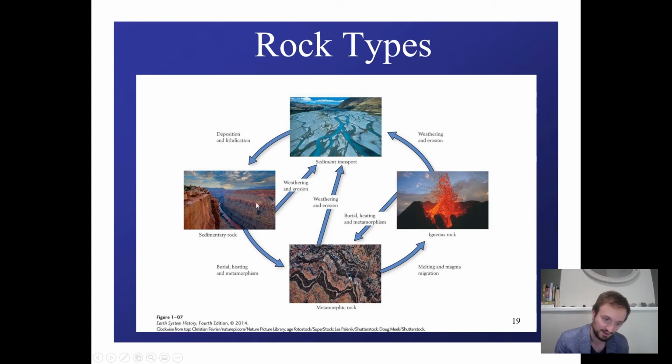If it becomes lithified, you can then bury it and heat it up and turn it into a metamorphic rock. You could melt that and turn it back into magma. This metamorphic rock could itself turn into sediment, go back to sedimentary rock, etc. So there's this whole rock cycle, and it's something you want to familiarize yourself with.